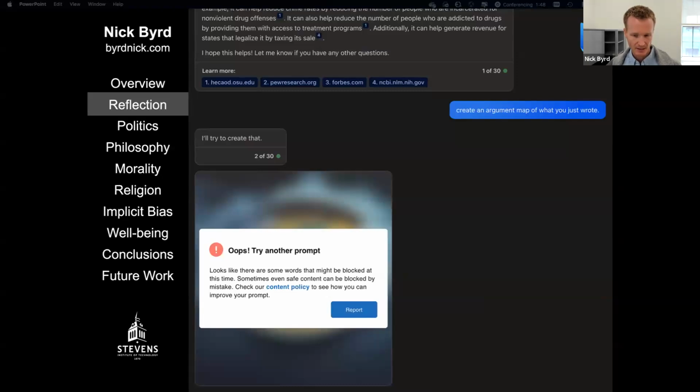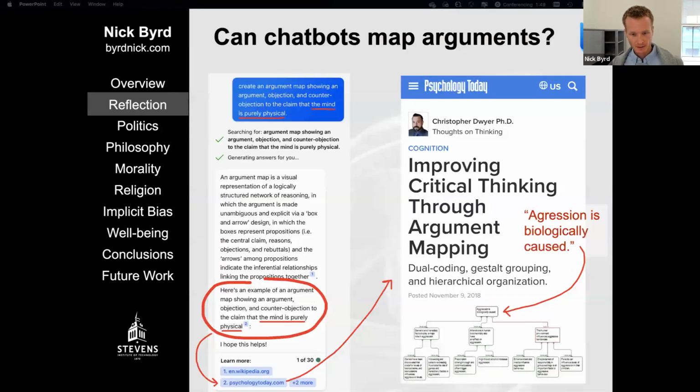But look at what happens when I ask Bing Chat to create an argument map of that essay. It simply encounters an error. So this time I use my smartphone to ask Bing Chat to, quote, create an argument map for the claim that the mind is purely physical, end quote. And I just skipped the step of asking it to generate a written argument, objection, and counter-objection. I jumped straight to asking it for the argument map.